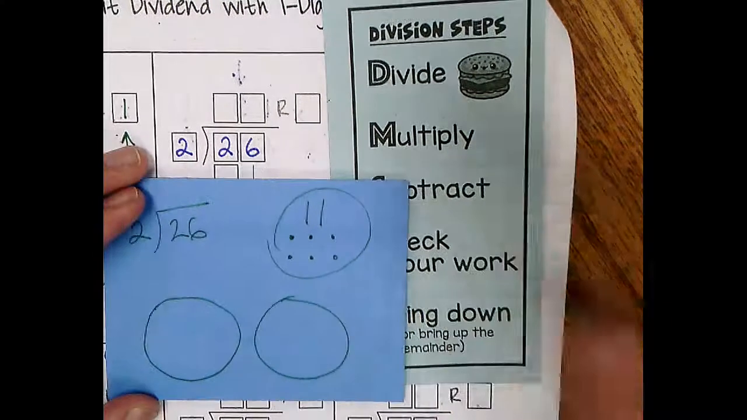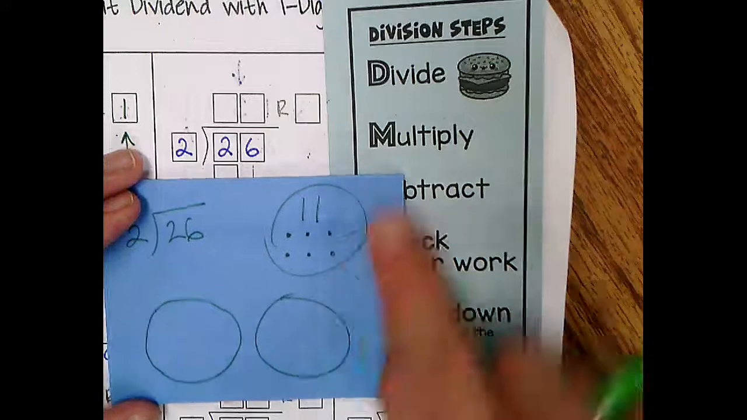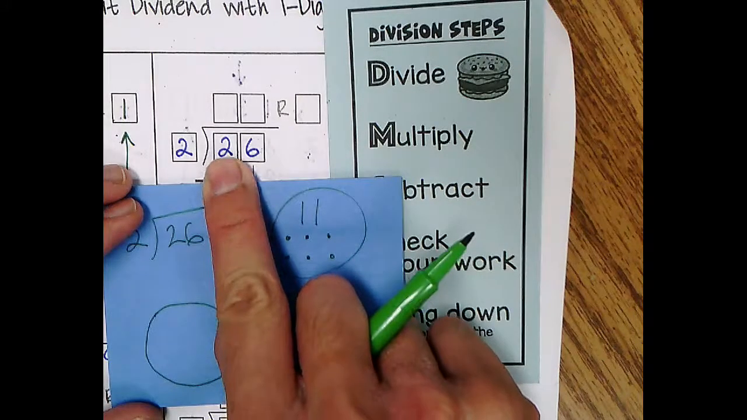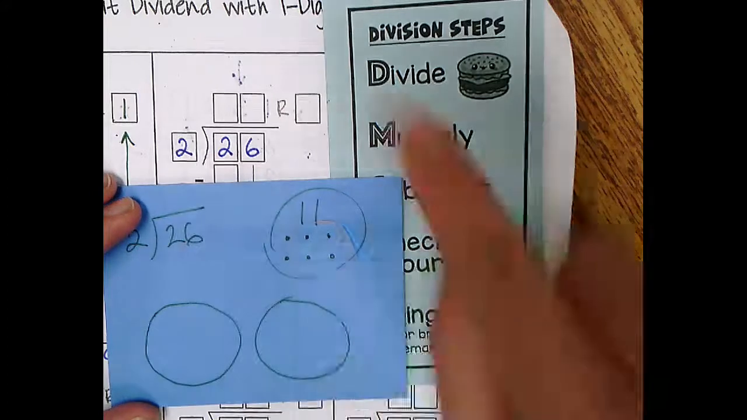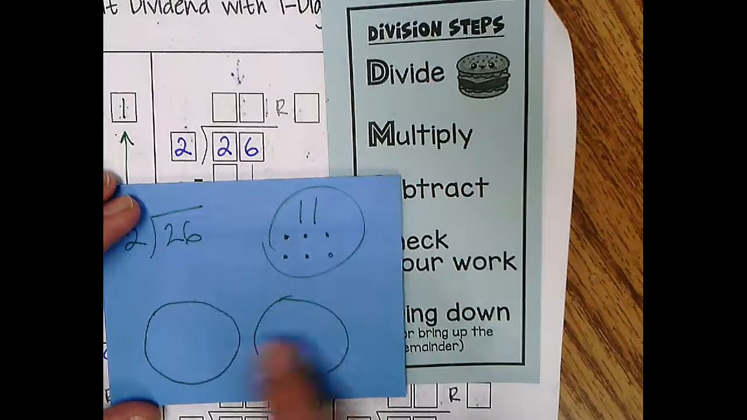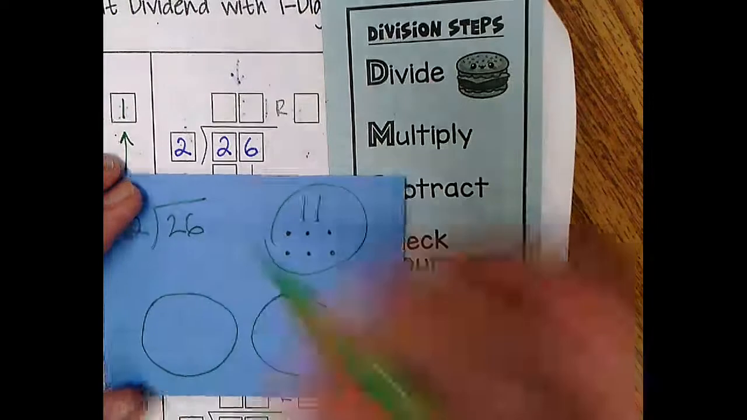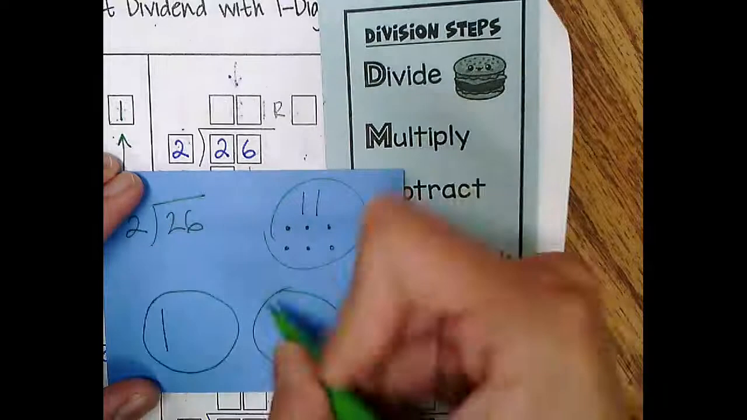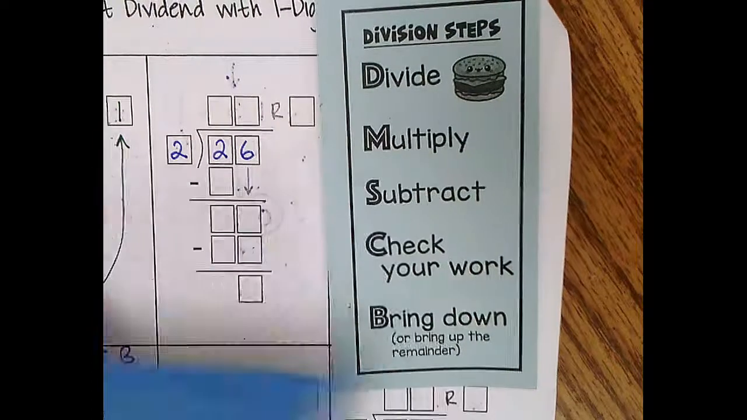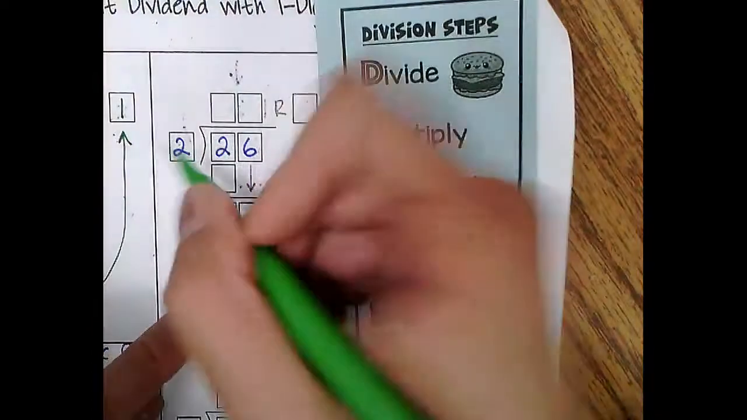So when we divide, we're going to divide the tens place first. Okay, so we have 2 divided by 2. If I have 2 10s and I'm dividing it with 2 friends, how much will each of them get? They'll each get 1, right? You get 1 and you get 1. So my answer to 2 divided by 2 is 1.